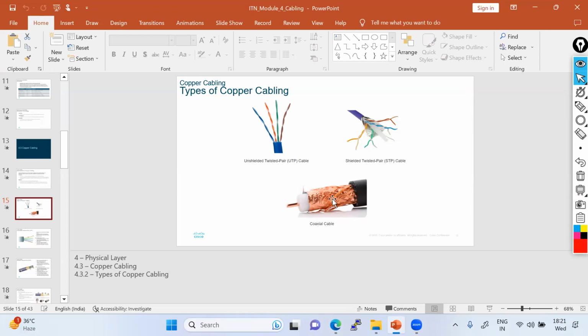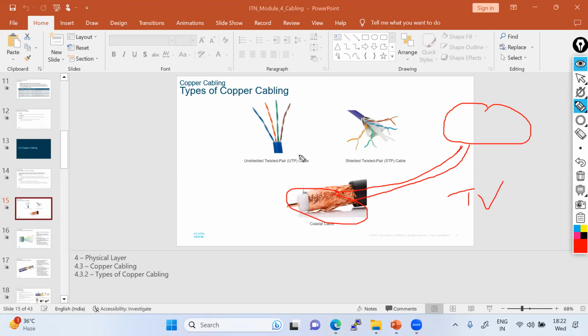And this is a coaxial cable. Again, it's a copper cable. It's used for television. If you have a dish antenna and you want to use a TV, this is used to connect the antenna to get the TV signals. So this is for TV. And these are for your LAN connections.